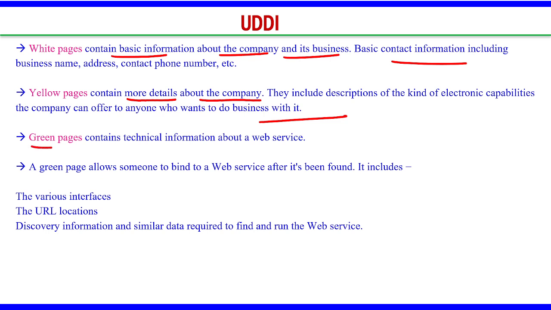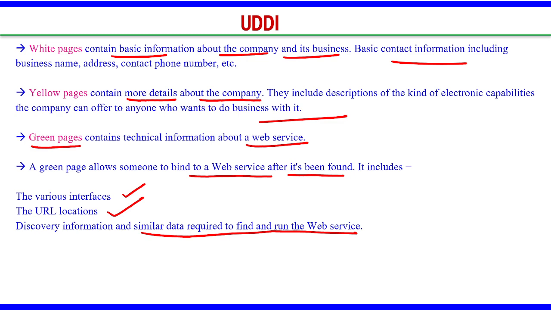The green pages contain the technical information about the web service. The green page allows someone to bind to a web service after it has been found, because the green page contains the various interfaces, URL locations, the discovery information and similar data required to find and run the web service. So the green pages are where we put our WSDL file. The information about any web service is divided into three different pages: white, yellow and green pages.